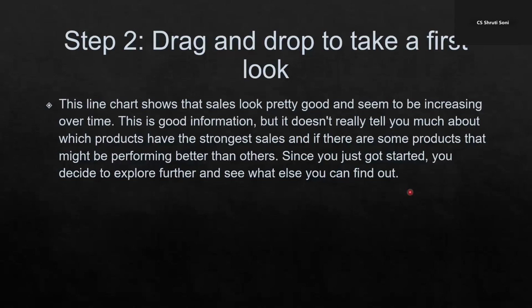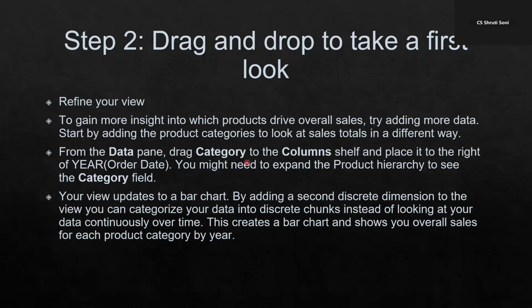So this is good information, but it doesn't tell you much about which products have the strongest sales, and if there are some products that might be performing better than others. So you've just got started, you can explore further and see what you can find out. You can basically refine your view. So you can drag the category also to the columns shelf and place it to the right of the year. So just near year, now you can put category.